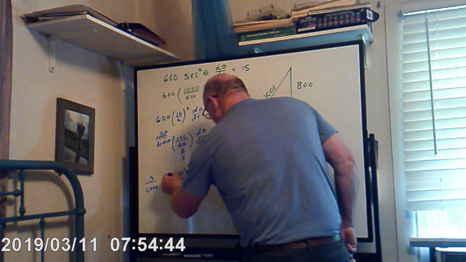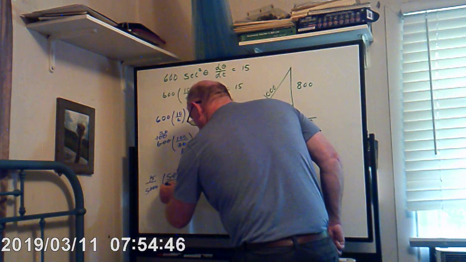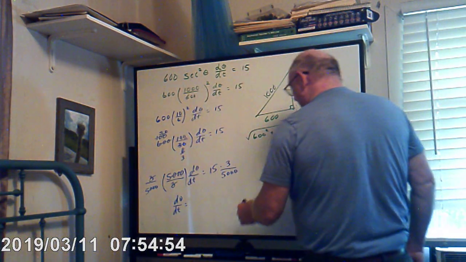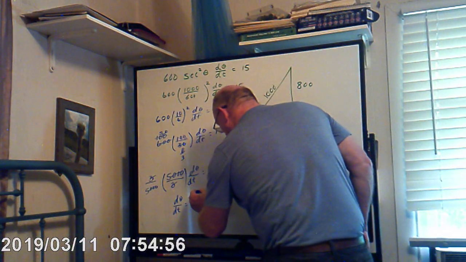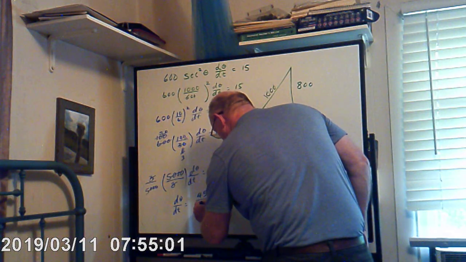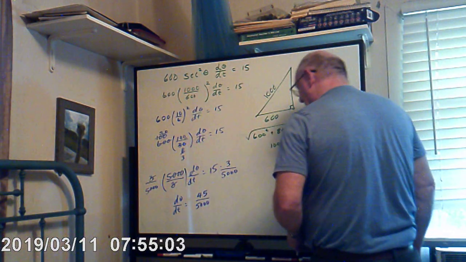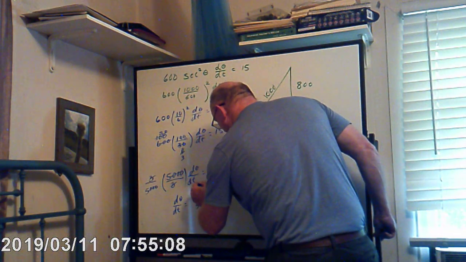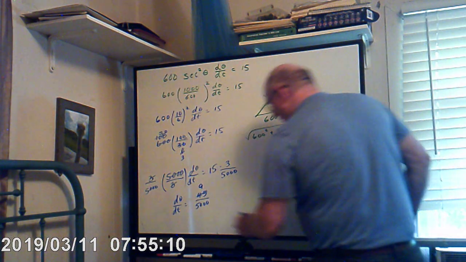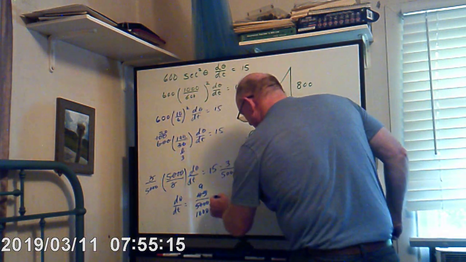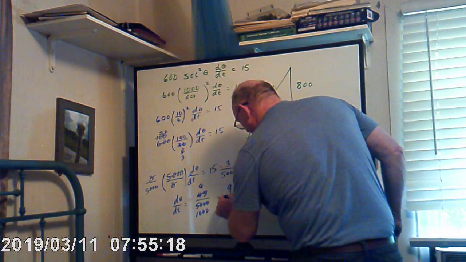Okay. Now if I did my arithmetic correctly, I know what d theta over dt is. 15 times 3: 15, 30, 45. Now I think we can reduce that. Let's see, 5 goes into 45 9 times. 5 goes into 500 1,000 times, and that is correct. 9 over 1,000.